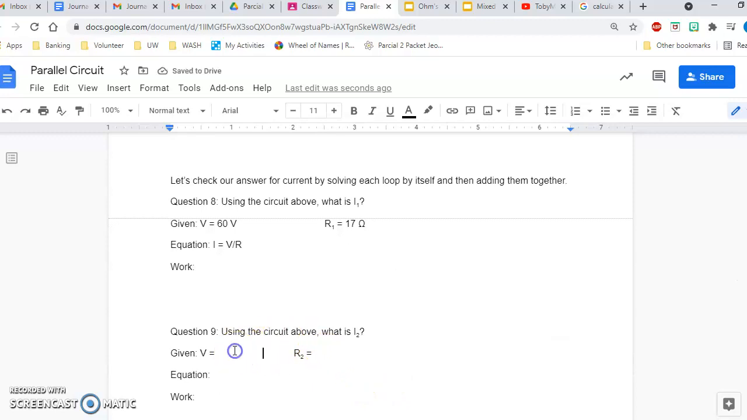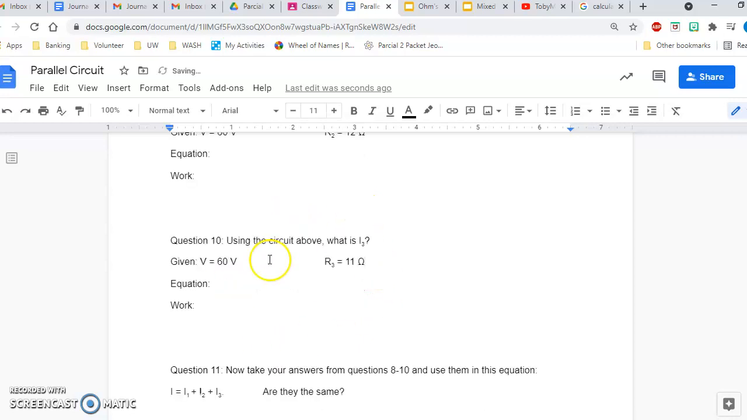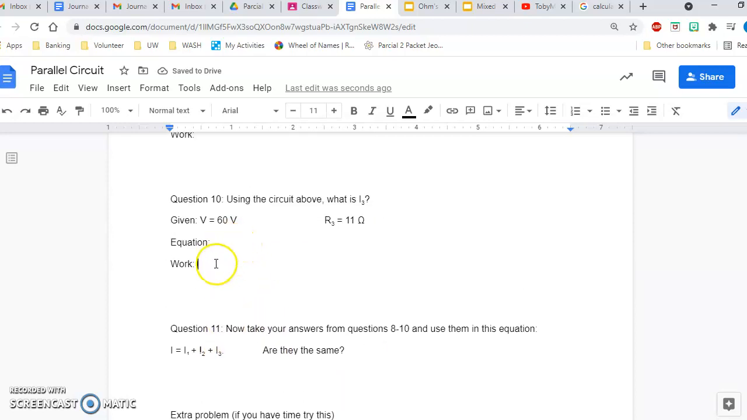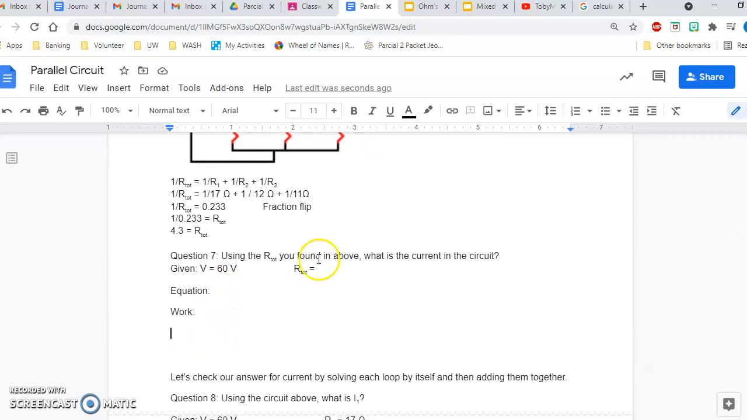For R2, we're going to use 60 volts and 12 ohms. For R3, we'll use 60 volts and 11 ohms. I want you to go through and practice doing your Ohm's law, and at the very end we're going to take each current you find and add them up. They should be the same as what you got from question 7 when you use your R total, which we found to be 4.3 ohms. That's what I want you guys to do in this worksheet.